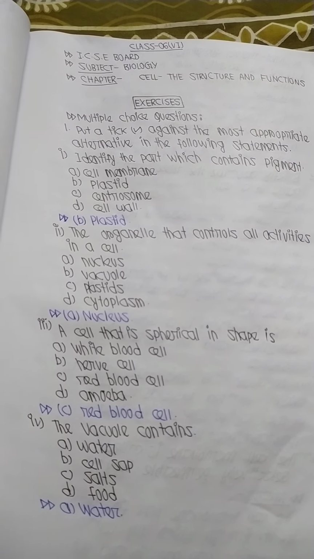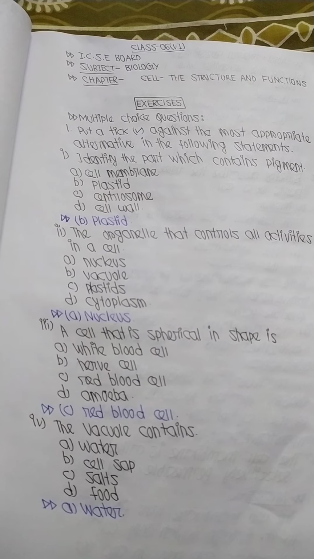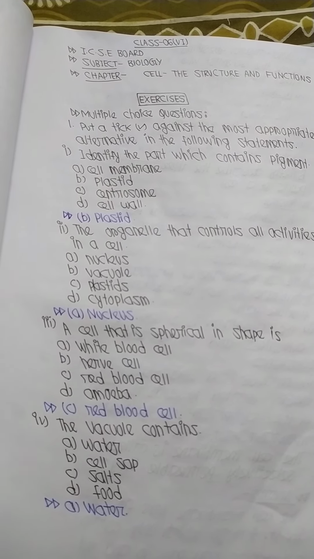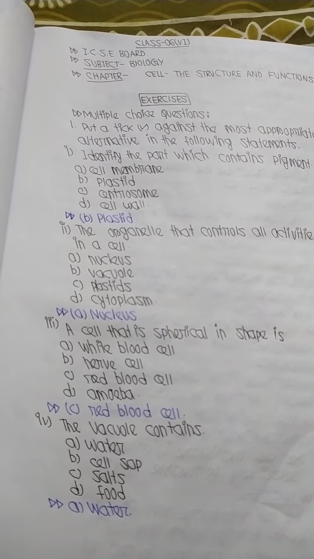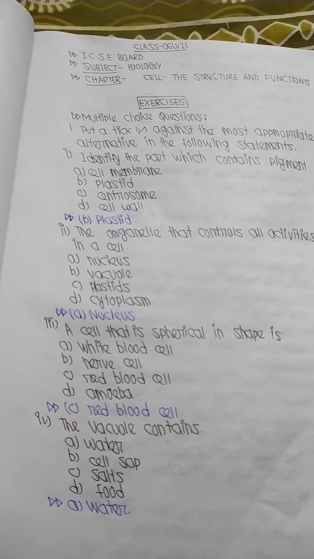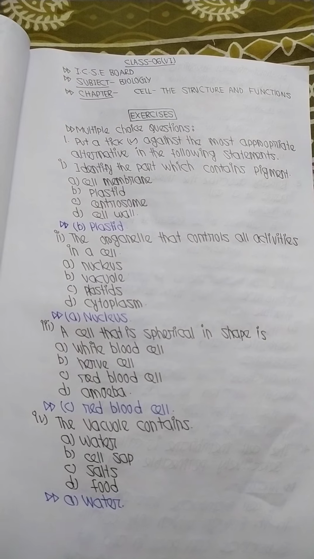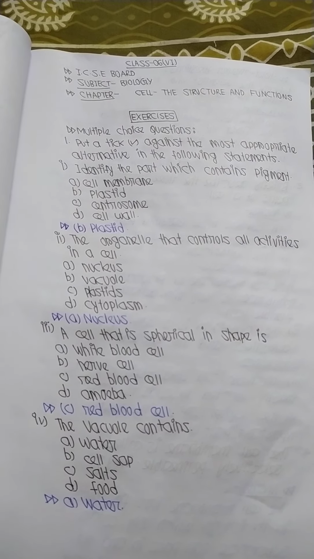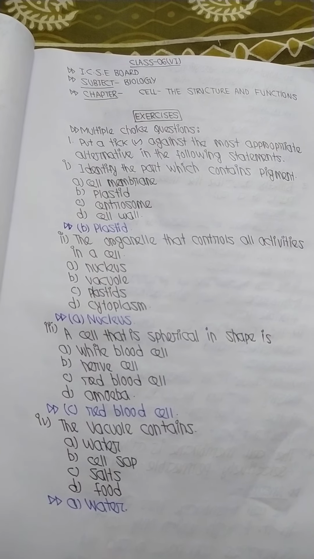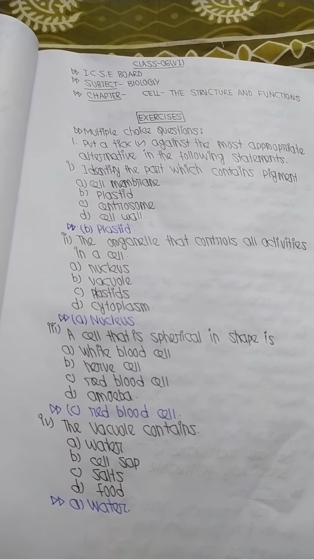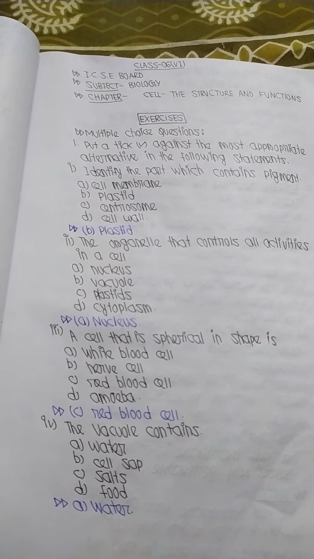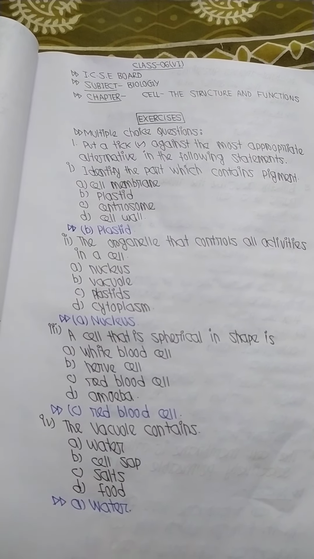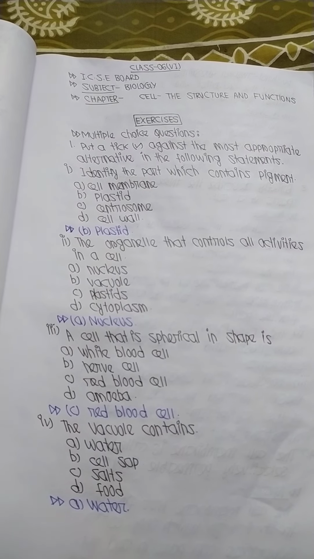Option A, cell membrane. Option B, plastid. Option C, centrosome. Option D, cell wall. The correct answer is option B, plastid. Number 2, the organelle that controls all activities in a cell. Option A, nucleus. Option B, vacuole. Option C, plastids. Option D, cytoplasm. The correct option is option A, nucleus.